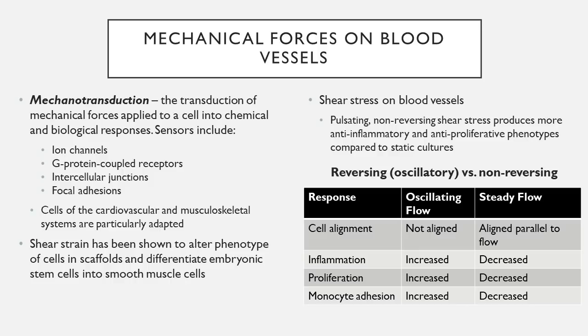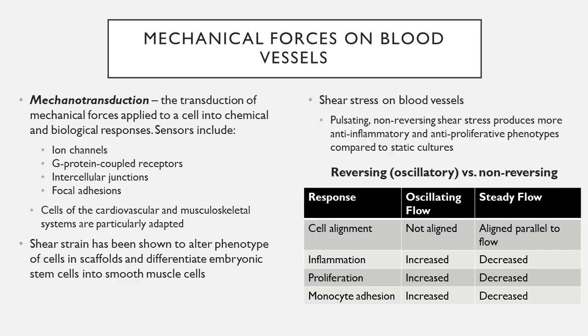So for instance, when engineering cell scaffolds for tissue engineering applications, we know that shear strain can alter the phenotype of cells within those scaffolds and differentiate embryonic stem cells that we put in there into something like smooth muscle cells, if that's what we want.